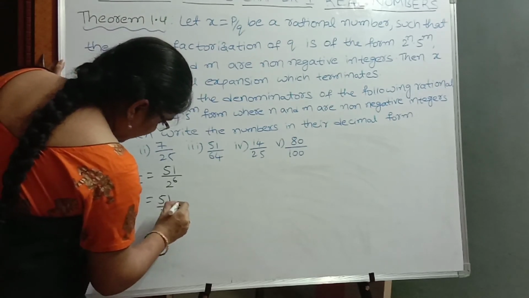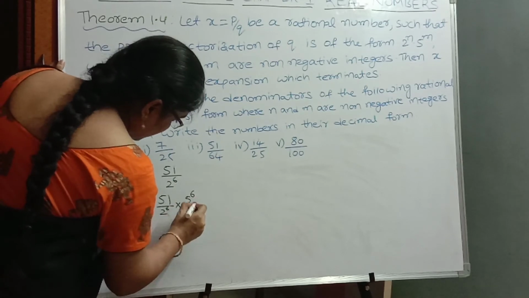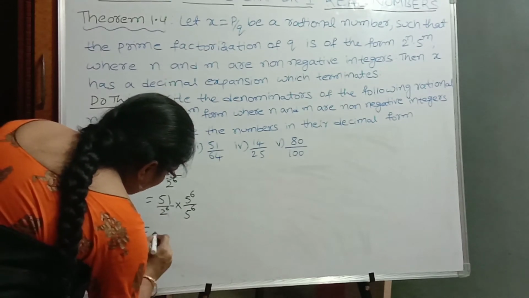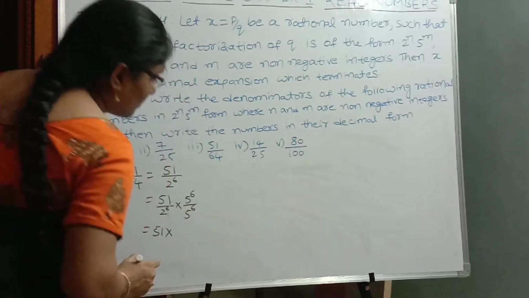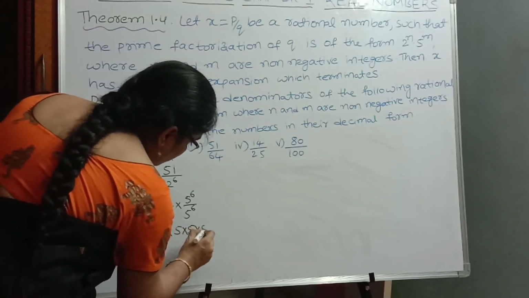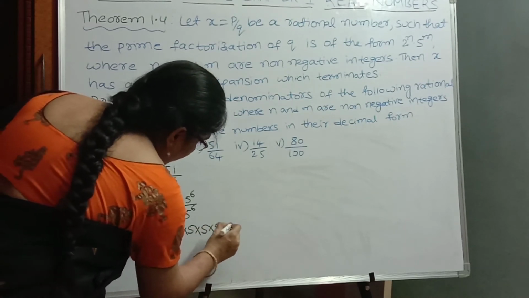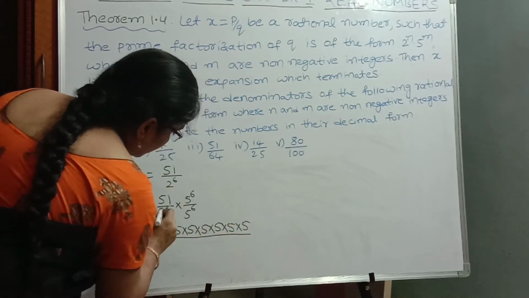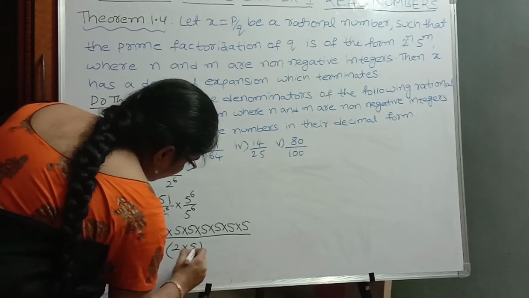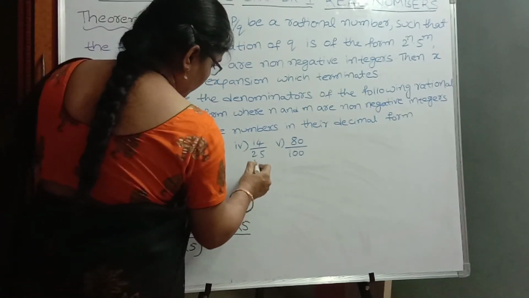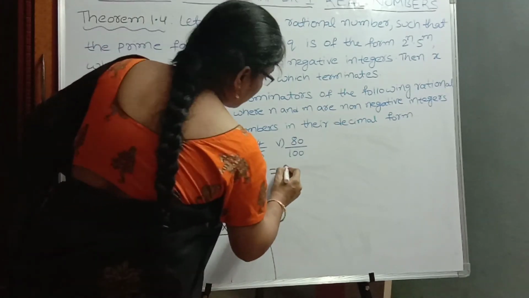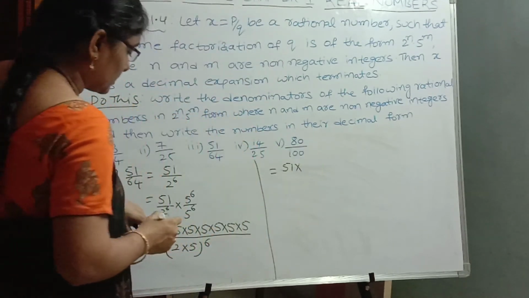That's why here I am multiplying and dividing with 5 to the power of 6 by 5 to the power of 6. Now it equals 51 into 5 to the power of 6, that is 5 into 5 into 5 into 5 into 5 into 5, by 2 to the power of 6 into 5 to the power of 6, that is 2 into 5 whole to the power of 6. Now simplify this one.